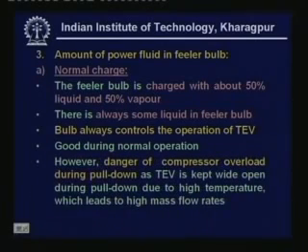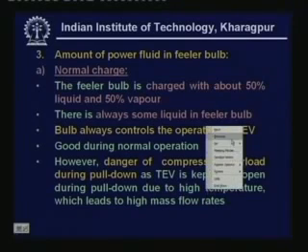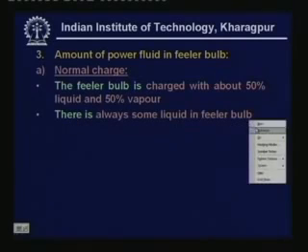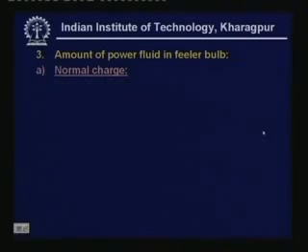And this kind of thermostatic expansion valve is good during normal operation, but you will find that when you are using the normal charge, there is a possibility of the compressor getting overloaded during pull down time. The thermostatic expansion valve is kept wide open during pull down due to high temperature, which will lead to high mass flow rates. Okay, so let me explain this. I hope you remember the pull down characteristics of the compressor. Anyway, let me just quickly draw it.